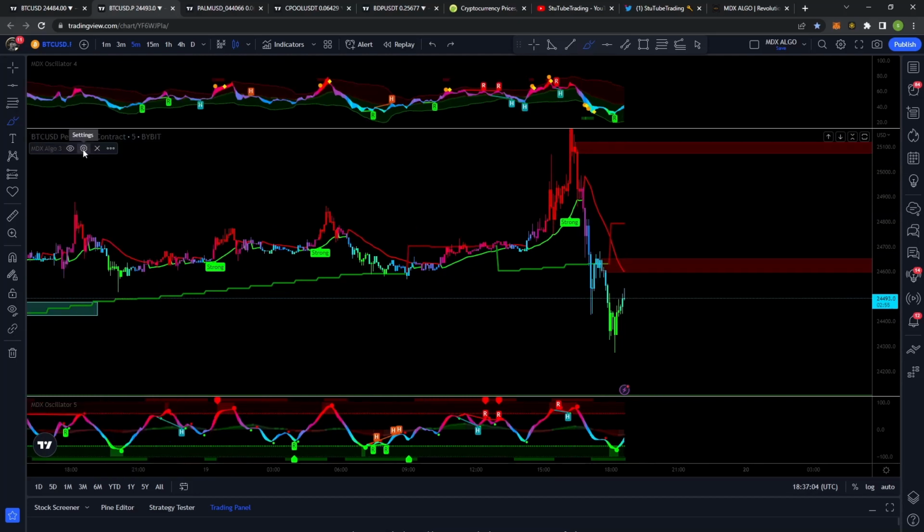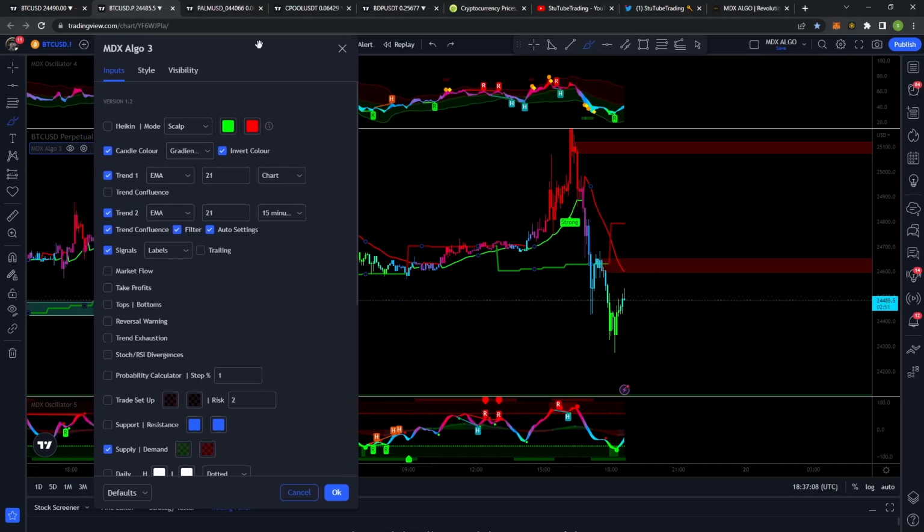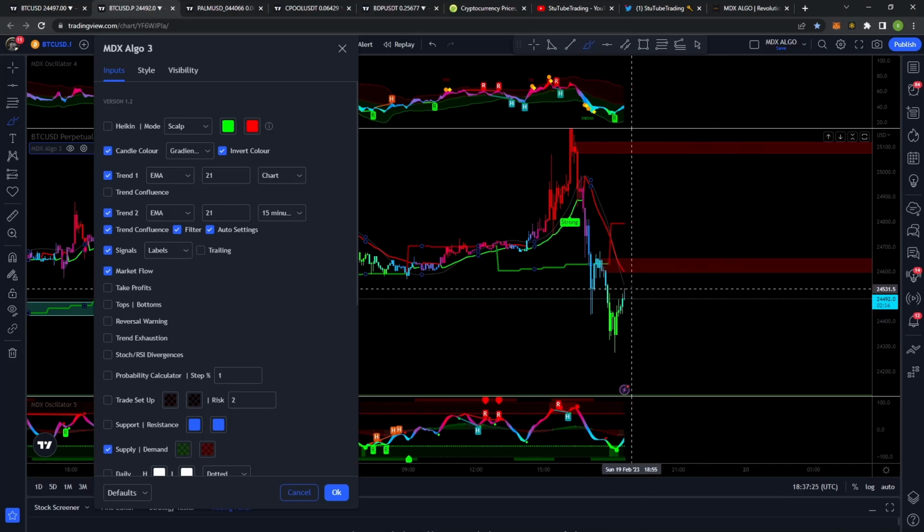But again, make sure you're doing your own backtesting and finding what works for you. So that's the signals. Now the market flow. This will bring up a very faint gray line. Should show up. Yeah, I don't know if you can see that, but it's just above the price right now. It shows a general flow of the market direction, and that is acting as resistance as we speak right now.